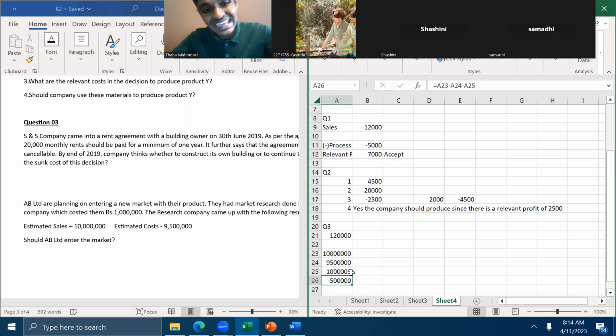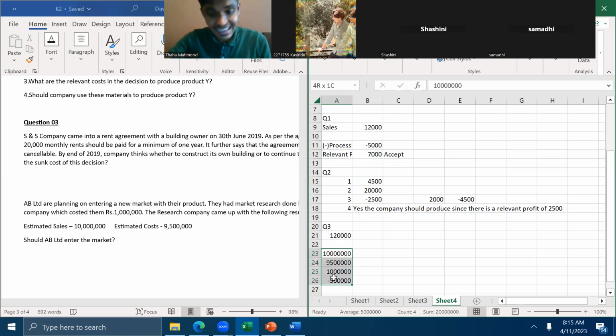What's going to happen in the future: they are going to lose this 10 million sales, and they will save this 9.5 million cost, but they are going to lose this 10 million sales. So අනාගතයේදී ඒ ආයතනයට 500,000 එකක් අහිමි වෙනවා if they decide not to enter this market.